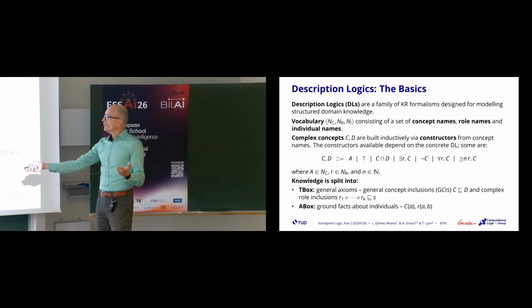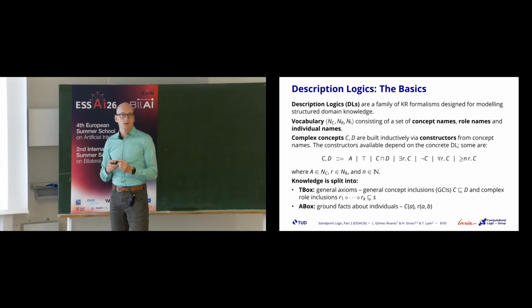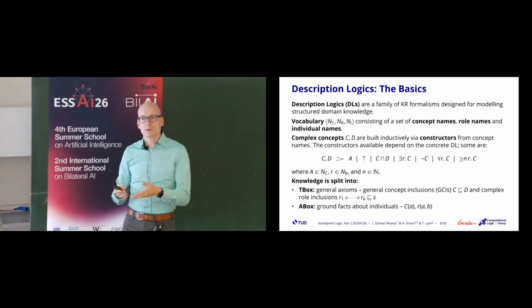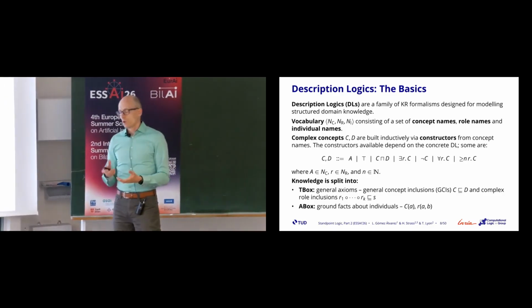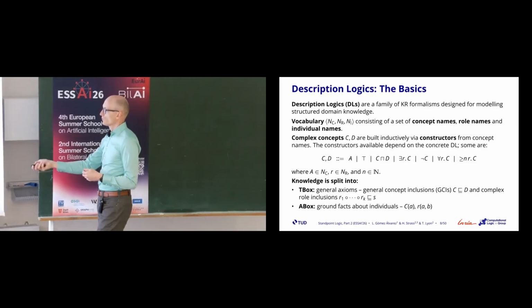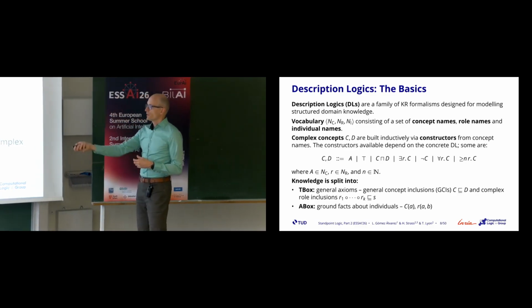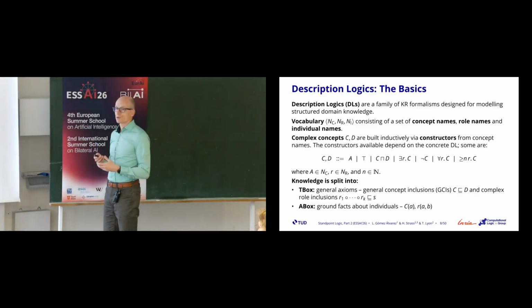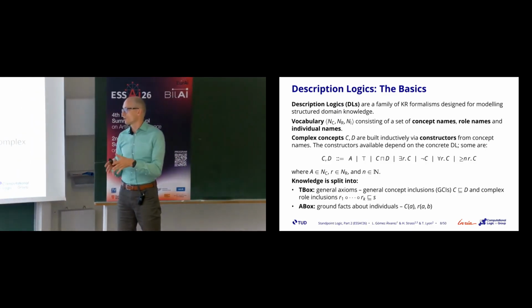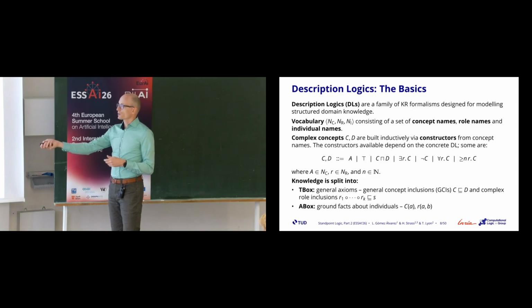And then there's also an A box, and this contains ground facts about your individuals. So whether something is a forest, how it relates to some other piece of land, so knowledge about concrete facts that you have are put into this A box, with the A standing for assertions. So that's the assertional knowledge, talking about one concrete instance. Well, this talks more about the domain.